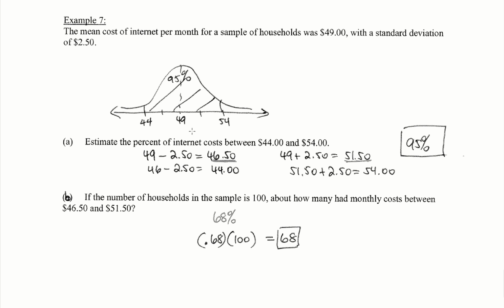Well, if we take our 49, that's the mean, the standard deviation is 2.50. If we subtract the standard deviation twice, we get down to 44. If we add it twice, that brings us up to 54. So this is 2 to the left, 2 to the right. From the empirical rule, we would know that that's going to be our 95% interval. So we would estimate that 95% of those values would fall between $44 and $54.